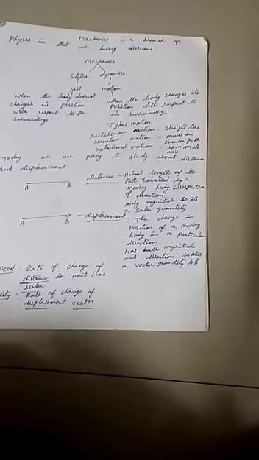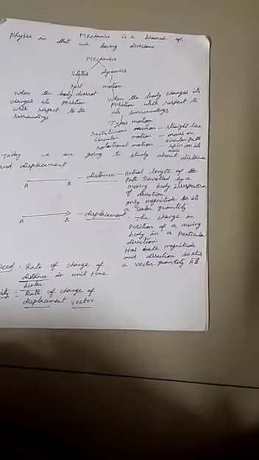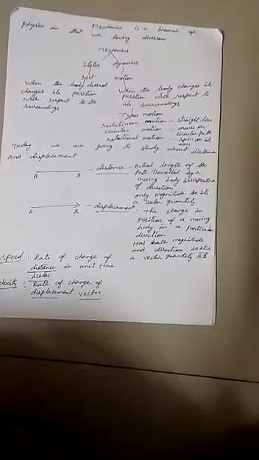In your lower classes, you have studied different types of motion, that is rectilinear motion, circular motion, vibratory motion, rotational motion. Already you know that if a body moves in a straight line, then the body is said to be in rectilinear motion. The example for that is a boy running in a 100 meters race. So that is rectilinear motion.